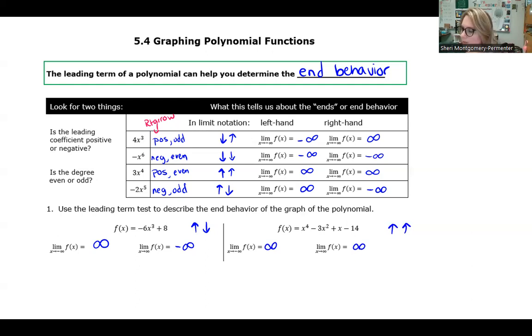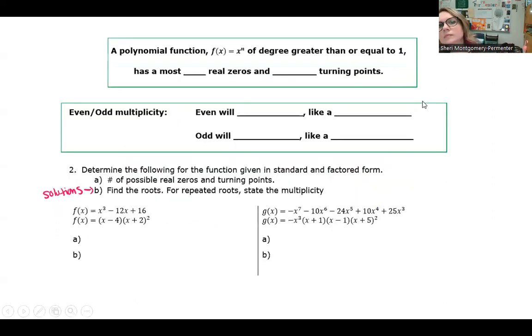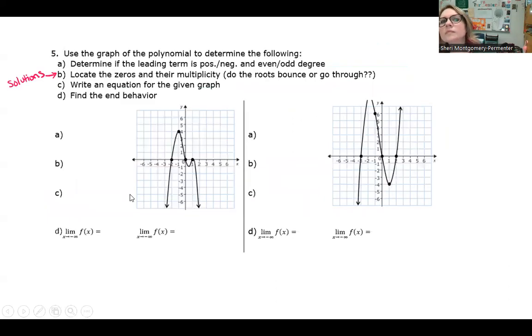Let's flip over our paper and look at the very last question, which is number 5. It's asking us to do all these things, but part D says find the end behavior. Well, we just did finding the end behavior from an equation. We could also find it from a graph. You already have the arrows. You already know which direction they're pointing in. So I'm going to answer the limits for these, and I'm hoping that you can answer them too.